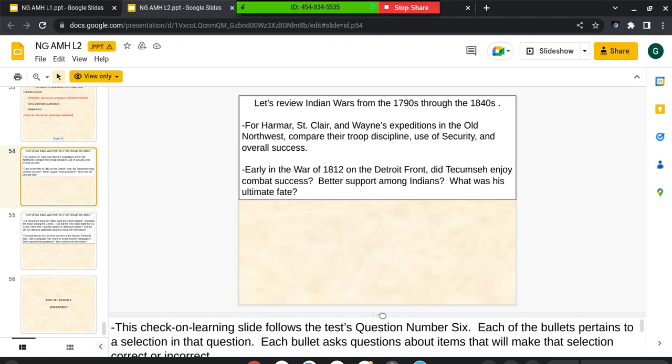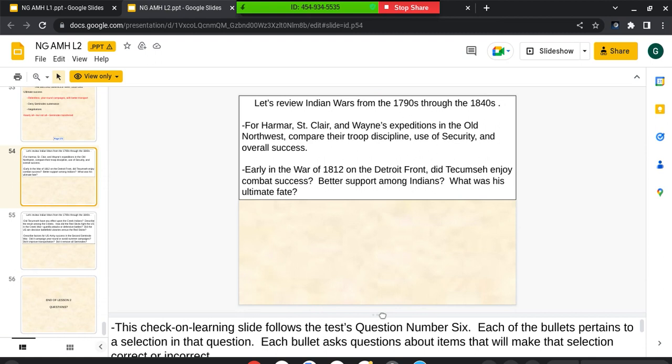Early in the War of 1812, on the Detroit front, did Tecumseh enjoy combat success? Early in the war, he did. He was doing well early in the war. And this led to better support among Indians, yes, it did. Because Tecumseh was originally successful, a lot of Indians followed him. He was a good leader at first.